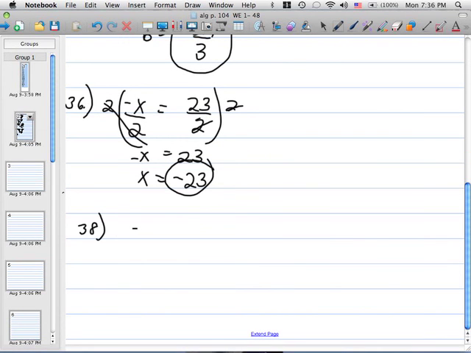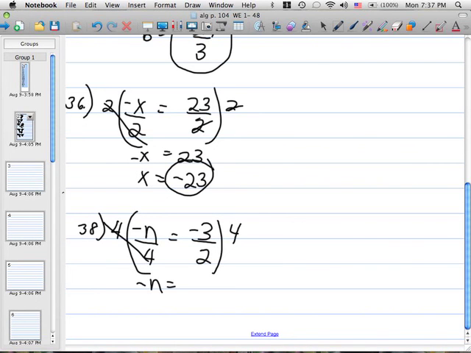We have the opposite of n over 4 equals negative 3 halves. We're dividing by 4, so we're going to multiply both sides by 4. So we get the opposite of n equals, the 2 and the 4 cancel, negative 6. So if the opposite of n equals negative 6, then n equals 6.